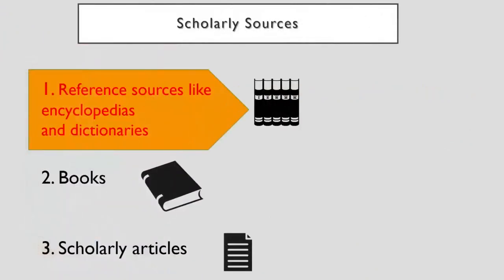So next we're going to look at scholarly sources and how to find them. And scholarly means academic or appropriate for use within a university. And there are different types of scholarly resources. There are reference sources like encyclopedias and dictionaries. There are books, and there are journal articles. So first of all, we're going to look at reference sources.